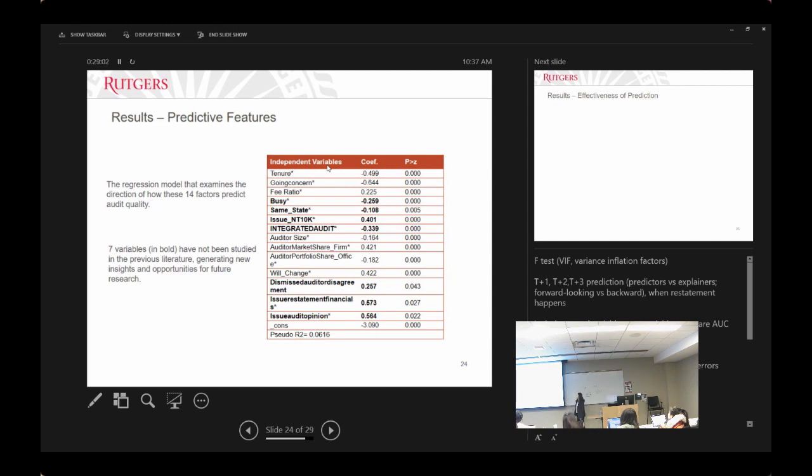So from this step, we compared the direction from our results with the previous literature, and we found that the directions are consistent with the previous literature, which actually confirms their research results. And second of all, the variables in bold are the new variables, or the variables that have not been studied before. So these associations we identified can be used in future research that wants to explain why, for example, if the auditor and the client are in the same state, they have higher audit quality, meaning they are less likely to be restated. So that actually lays the foundation for future research. This is the insight we can draw from this part.